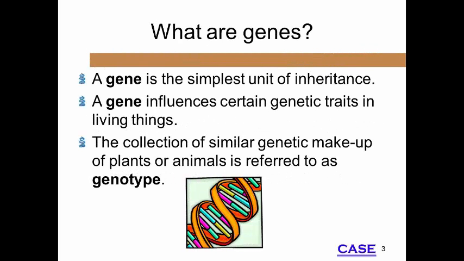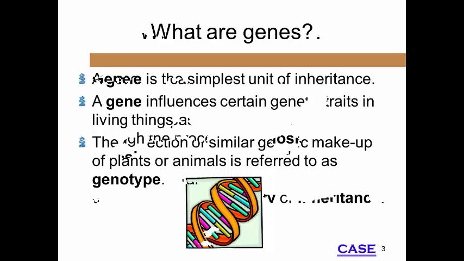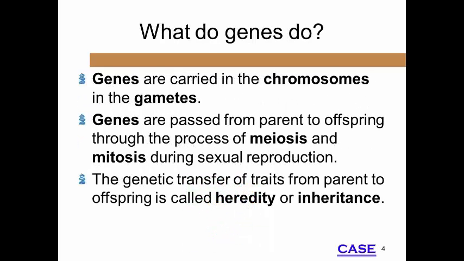Some simple terms you will need to be familiar with. Genes are the simplest units of inheritance. They influence characteristics of all organisms. All of the genes of an organism are collectively called the genotype. Genes are contained within chromosomes in the sex cells, or gametes. Gametes undergo meiosis and mitosis to divide and package the genes to be passed on to offspring. Offspring inherit half their genes from one parent and the other half from the other parent.